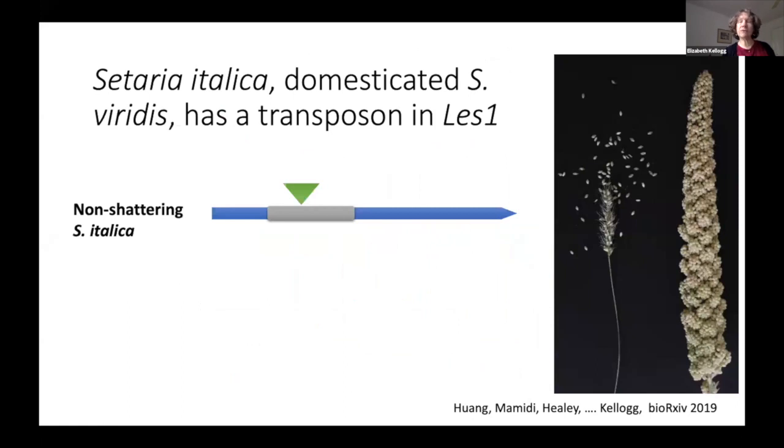And then we also found that the domesticated version of green millet, which is foxtail millet, so this is the wild one, this is the domesticate, actually has a transposon in LES1 that appears to disable it. So it seems to be a gene that has contributed to domestication. Obviously it can't be the whole story because it's not a complete non-shattering phenotype.